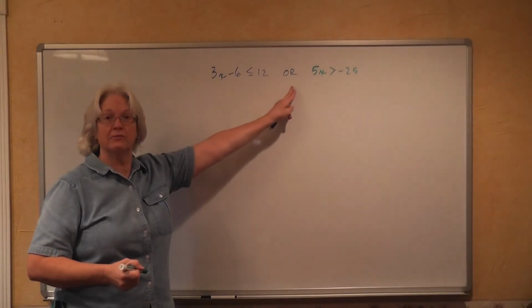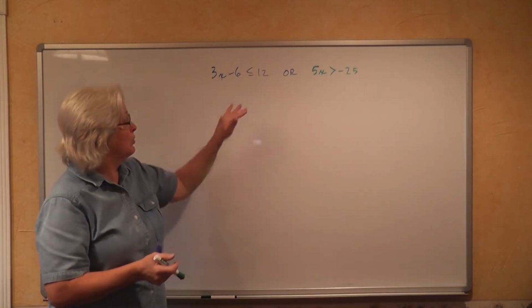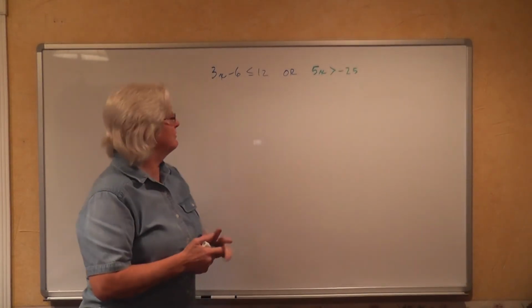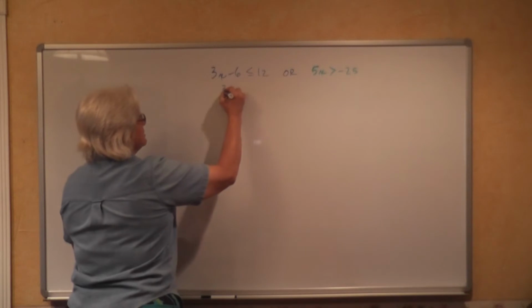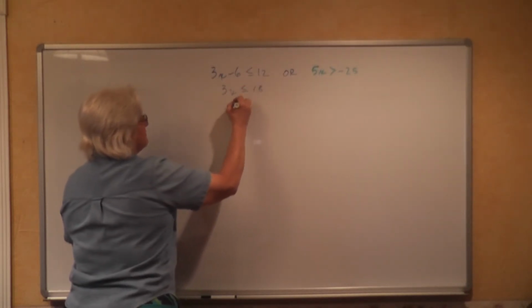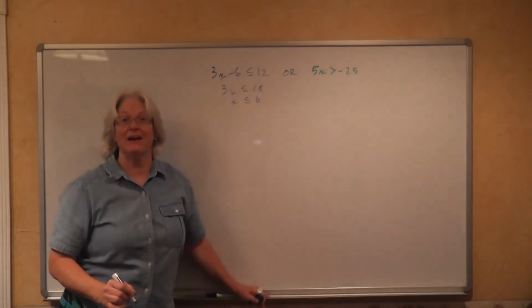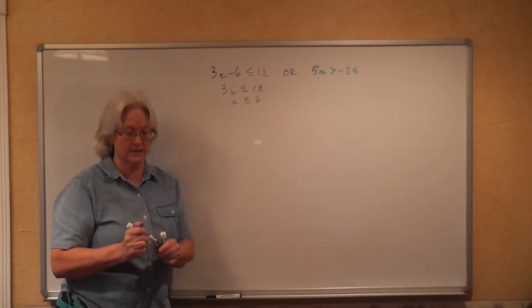We're going to have the union of two sets, but in order to be able to graph these inequalities, we're going to have to simplify them. We're going to add 6 to both sides of the equation. 3x is less than or equal to 18. We're going to divide both sides of this equation by 3. And we have x is less than or equal to 6.